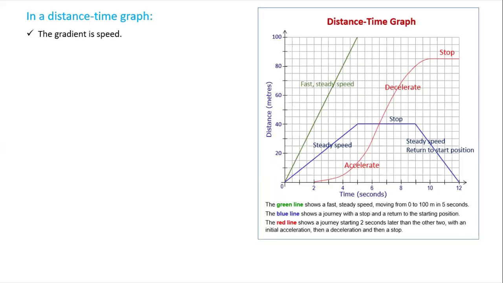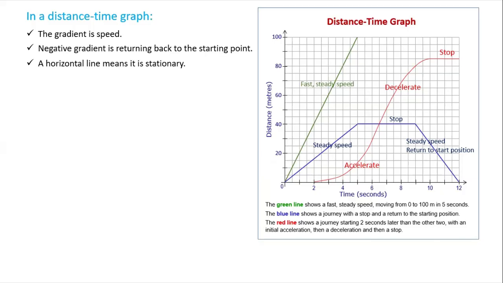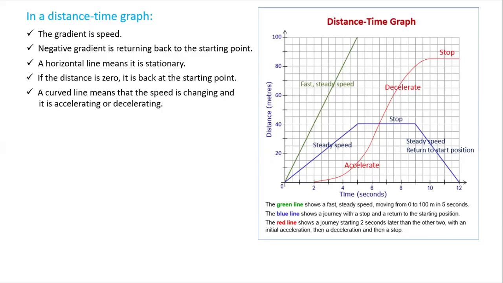So we see the gradient is straight. The negative gradient is returning back to the starting point. The horizontal line means it is stationary. If the distance is 0, it is back at the starting point. A curved line means that the speed is changing and it is accelerating or decelerating.